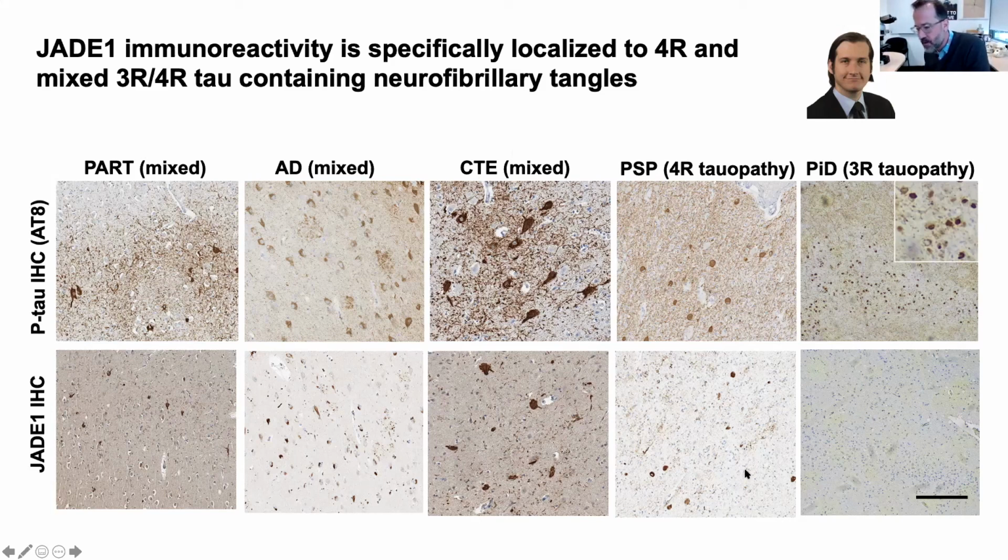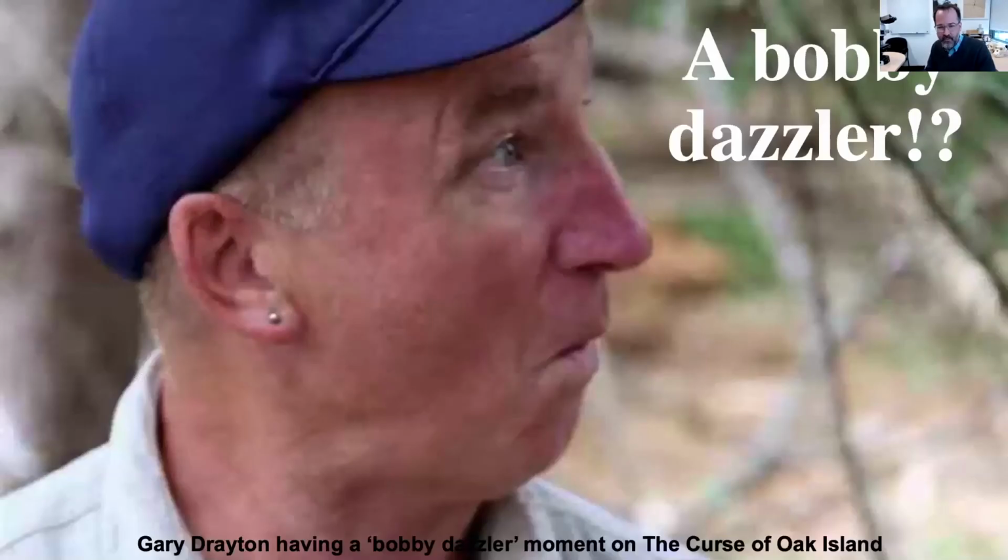What really blew us away, we've looked at 3 Pick's disease cases, which is a 3R-only tauopathy, and none of those tangles, none of those cases were positive. So this goes along with our data that only 4R tau is aggregating with JADE1 and not the 3R tau. So what do we have here?